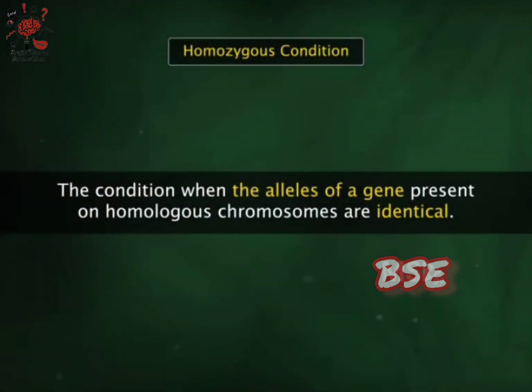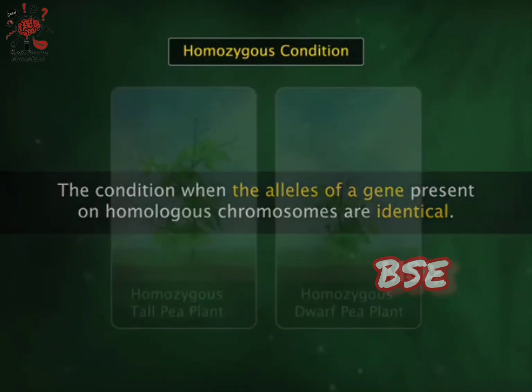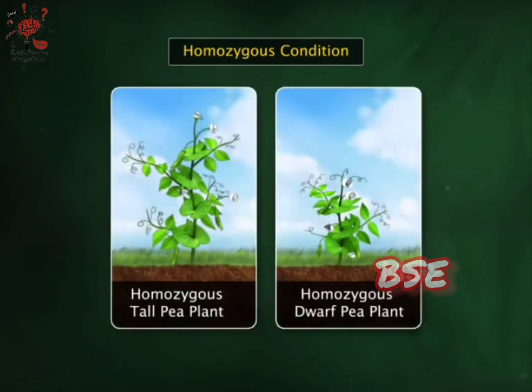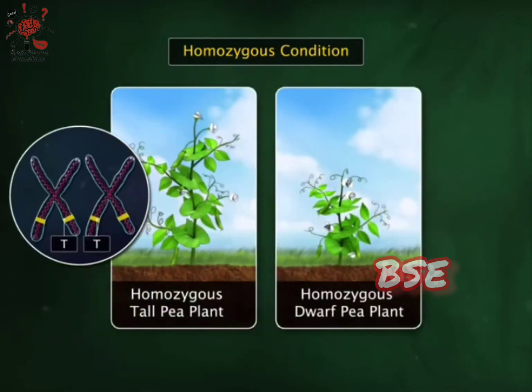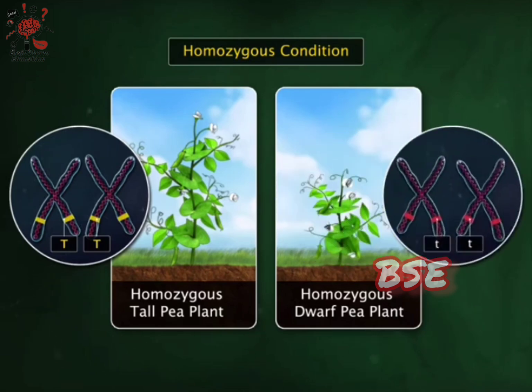Homozygous condition. If the alleles of a gene present on homologous chromosomes are identical, the condition is said to be homozygous. For example, a pea plant with both homologues carrying an allele for tallness will be a homozygous tall plant. Similarly, a plant with both homologues carrying the allele for dwarfness will be a homozygous dwarf plant.